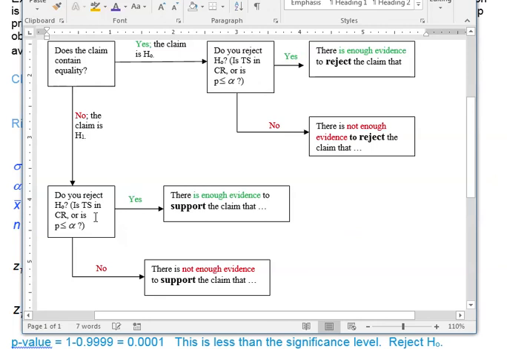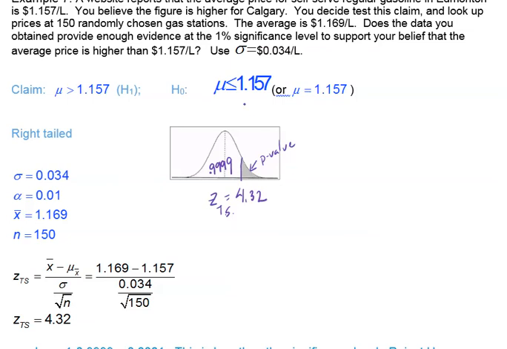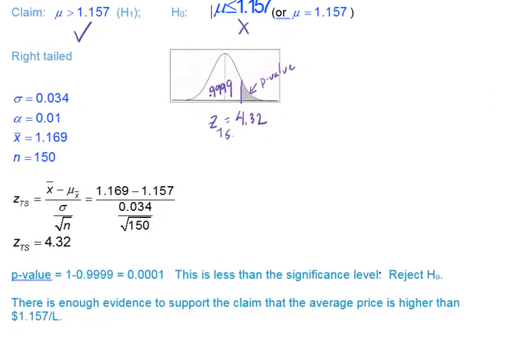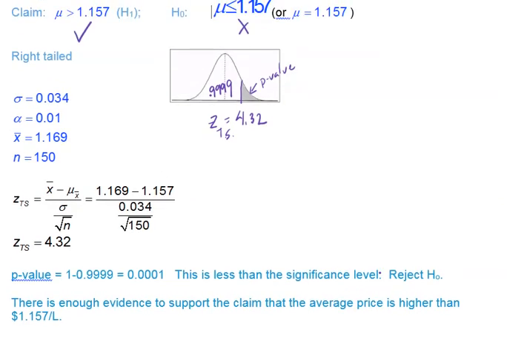Do we reject the null hypothesis? So is the p-value less than or equal to alpha? We said yes. So there is enough evidence to support the claim. So again, we're saying we rejected this one. This one here is wrong. So we're supporting this one. So our conclusion is going to say there is enough evidence to support the claim that the average price is higher than $1.157 per liter.